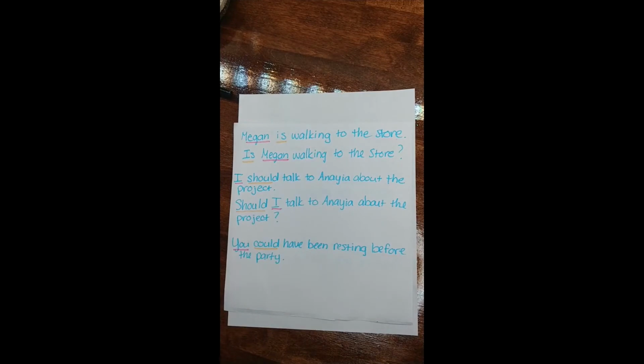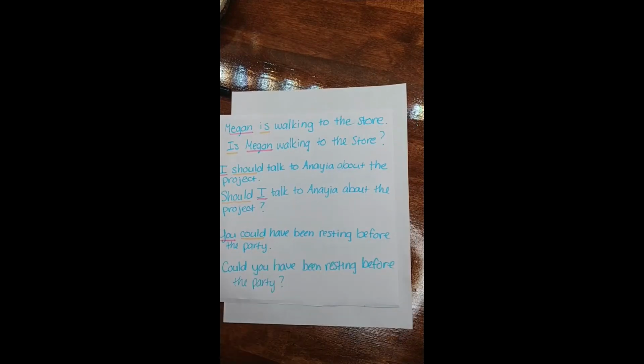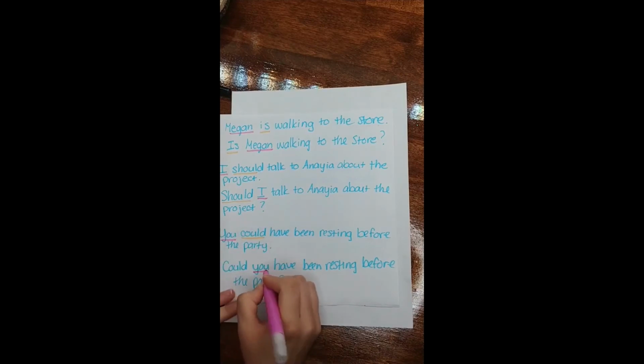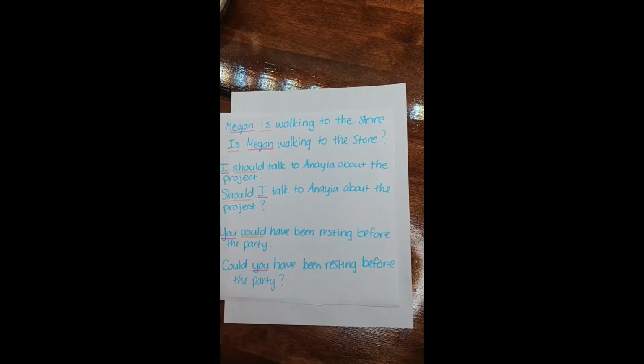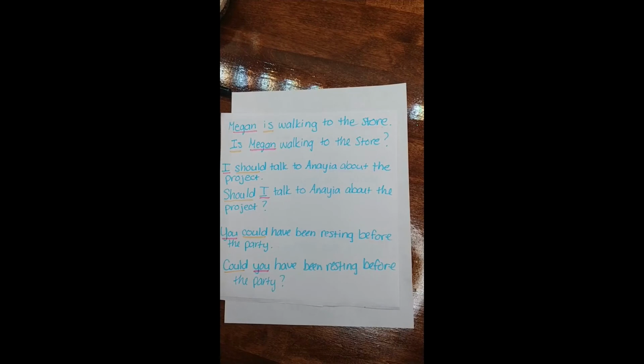And finally, "You could have been resting before the party" becomes "Could you?" The subject goes where the auxiliary was, and the auxiliary goes where the subject was. And that is how inversion works when you're using an auxiliary verb.